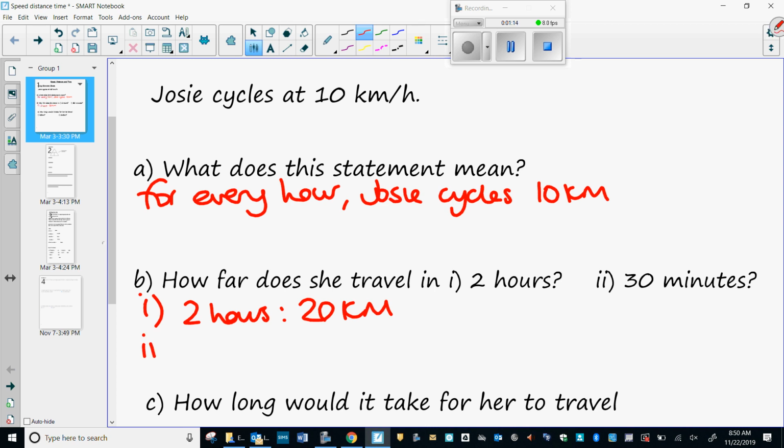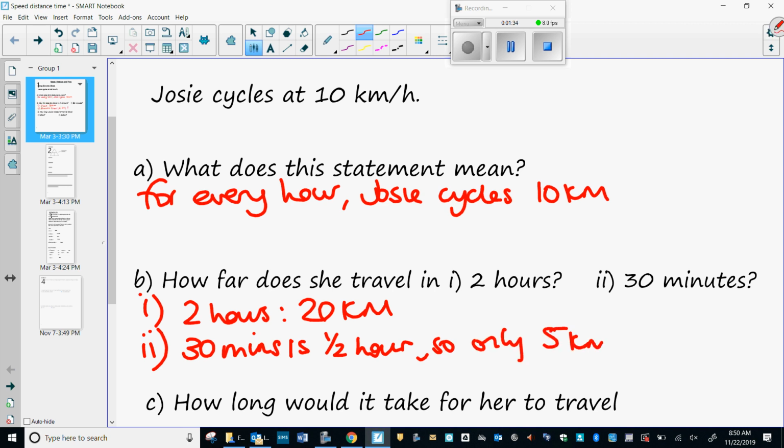30 minutes, 5 kilometers. Why 5? Because if she cycles at 10 kilometers for an hour, half of an hour is 30 minutes, so half of 10 is... Okay, so that's what I was looking for. So 30 minutes is half an hour. So only 5 kilometers in 30 minutes.